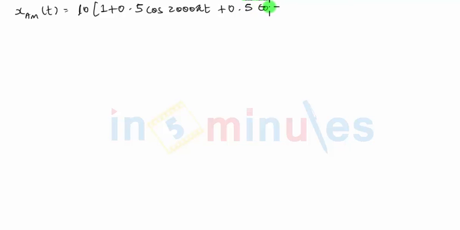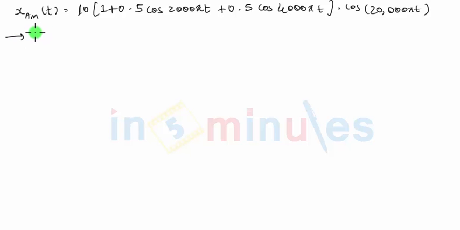Let us take up the next numerical now. The question says an amplitude modulated waveform has the form, that means AM signal is given in its mathematical form as 10 into (1 plus 0.5 cos 2000 pi t plus 0.5 cos 4000 pi t) bracket close into cos 20,000 pi t. That's the expression given.